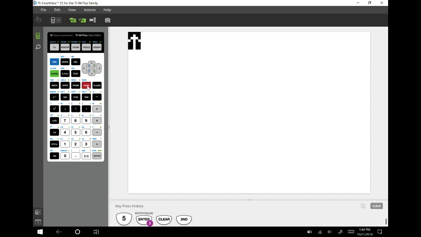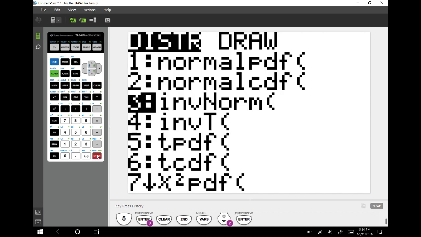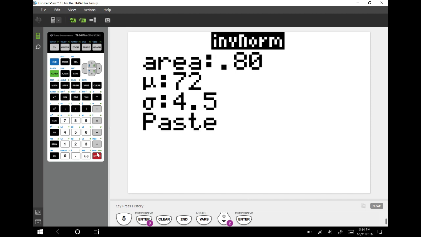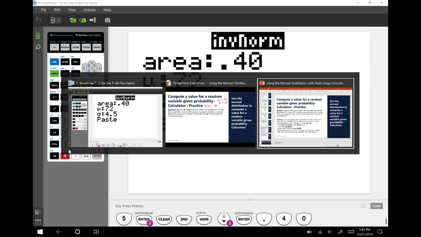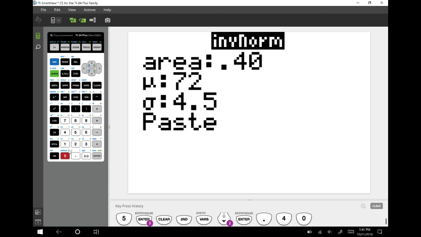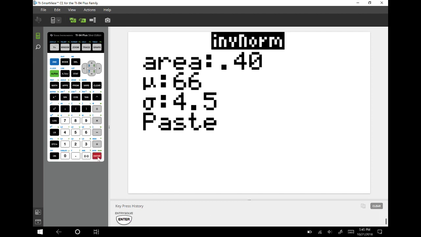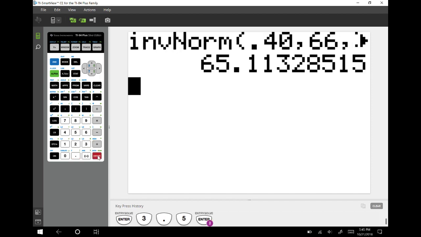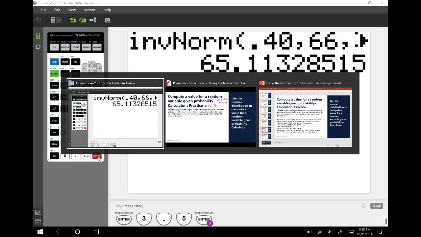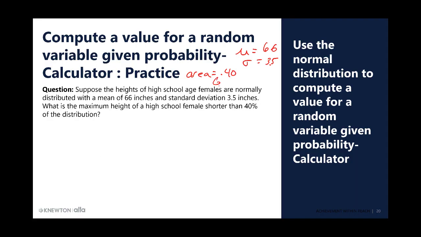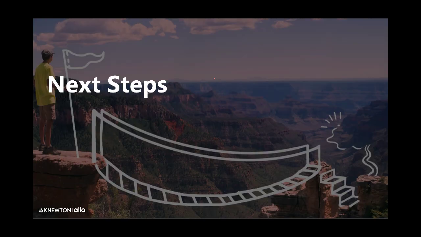Let's see, second vars. Inverse norm. The area to the left was 40%, so 0.40. Let's see, what was that mean? Mean was 66, with the standard deviation of 3.5. All right, 65.11 is our answer there. Okay, so the answer was 65.11. And I don't have the answer there.